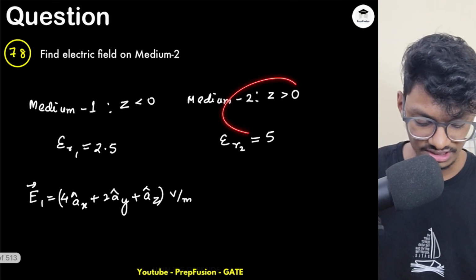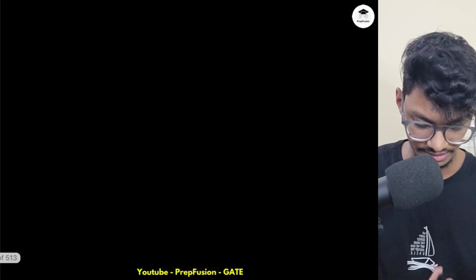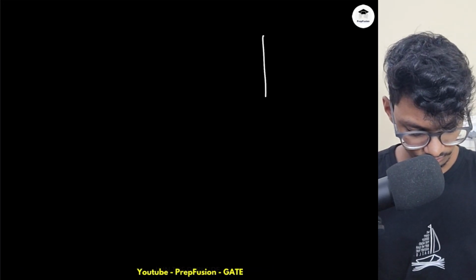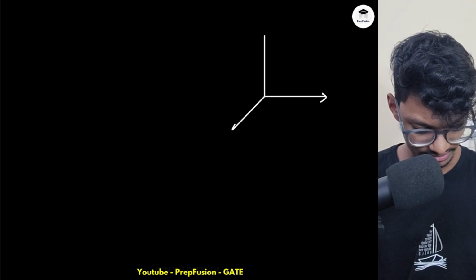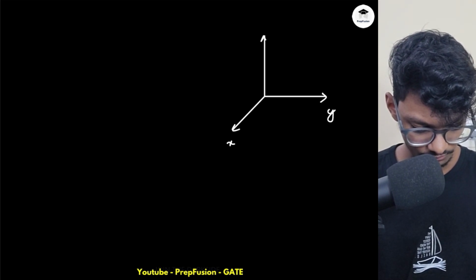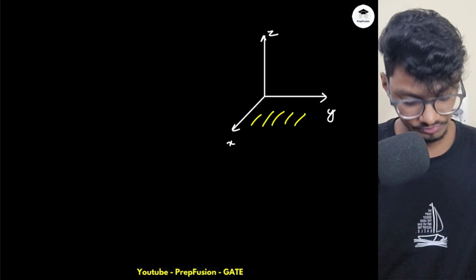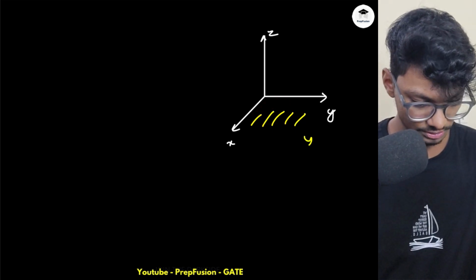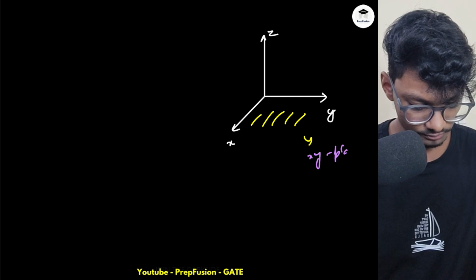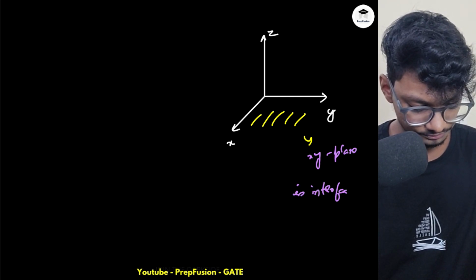So what is the surface for z greater than 0 and z less than 0? It is basically the xy plane, right? If this is my xyz axis, this is my xy plane. So what is the interfacing media? The interfacing medium is z equal to 0, the xy plane. That is the surface.